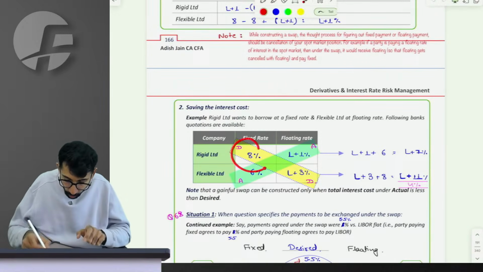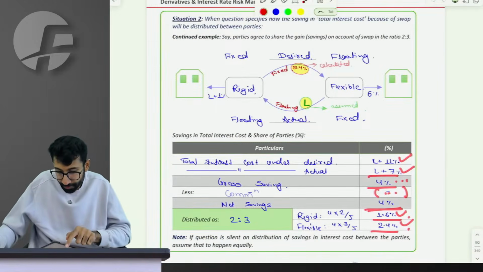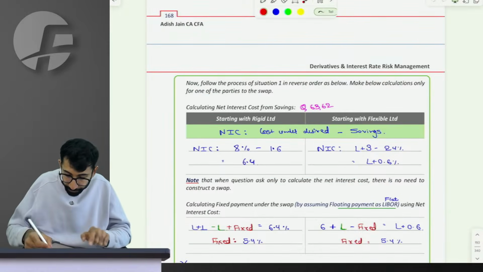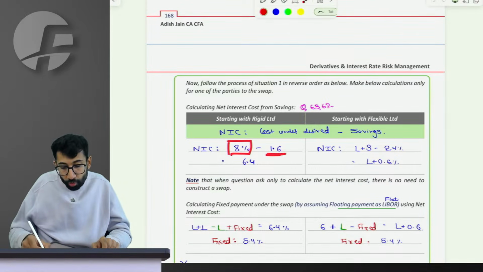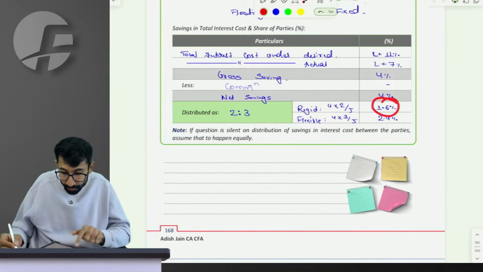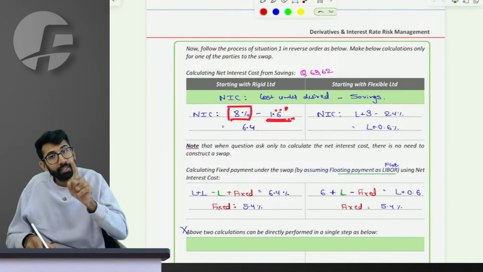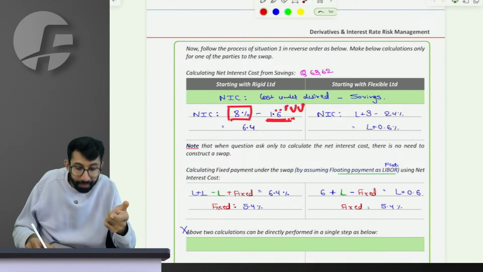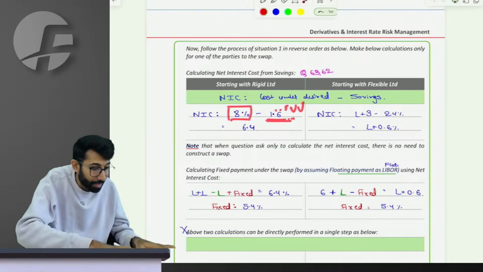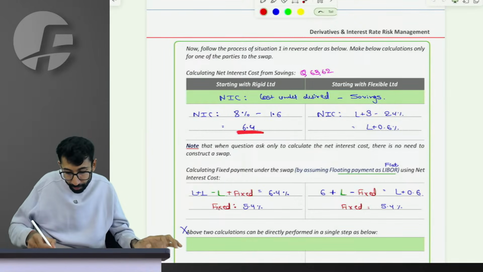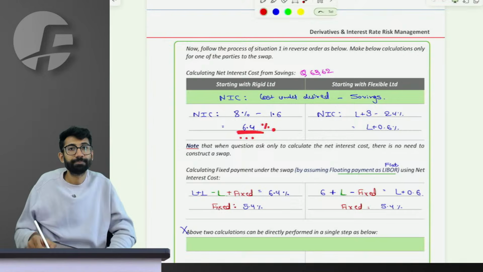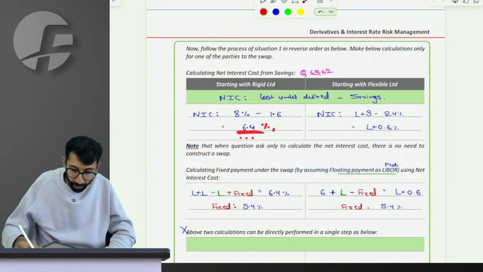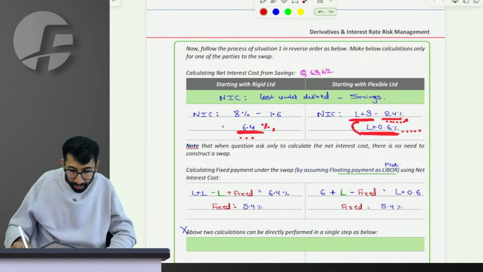So then you will say, if the party goes to borrow on its own desire, it is 8%. Minus, if it goes through us, the share in the gain is 1.6, it will end up saving 1.6. If it goes on its own, it would have paid 8, but through us it will save 1.6. So through us, how much will it be paying? 8 minus 1.6 is equal to 6.4%.